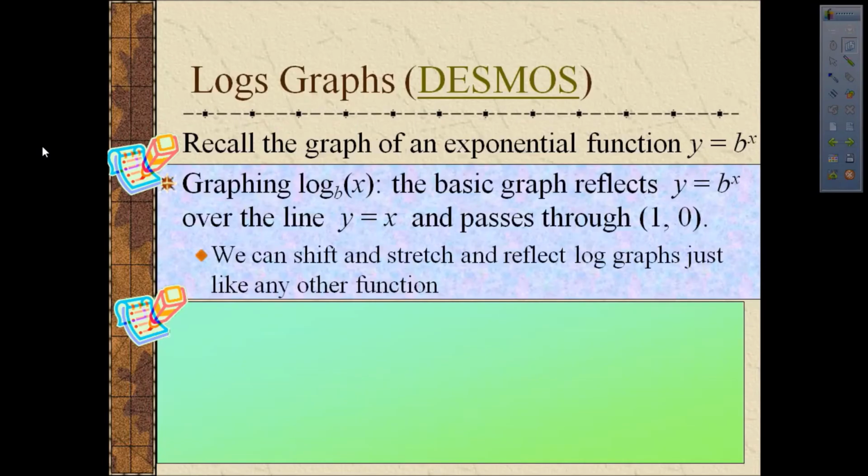So we've seen that graphing log base b of x is just a reflection of the equation y equals b to the x over the line y equals x.